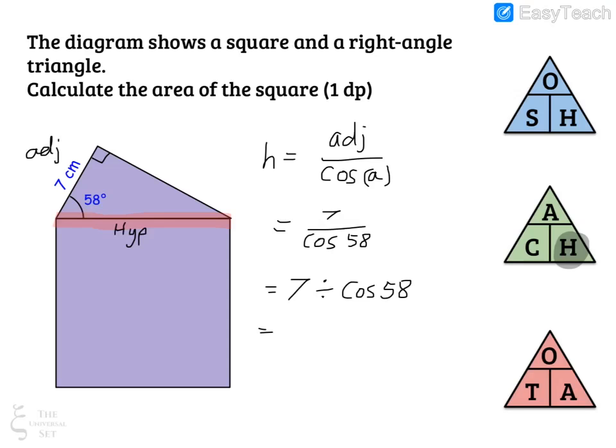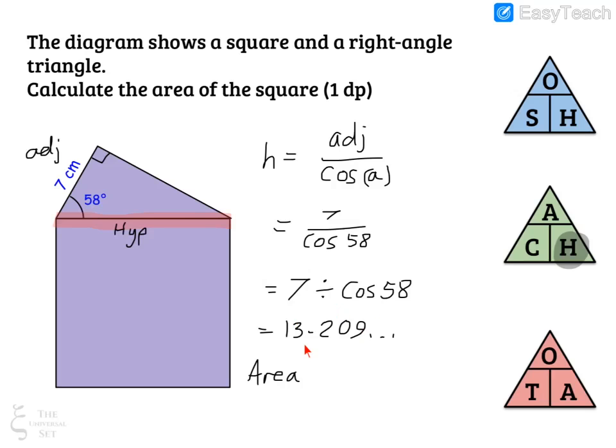I've got 13.209 and a bunch of other stuff. I'm not going to round this number just yet. So the length of this side is 13 and a bit centimetres. Are we in centimetres? Yeah, 13 and a bit centimetres, which means this side must also be 13 and a bit centimetres. So what I'm going to do, to work out the area, is multiply this 13.209 by itself. I'm going to square it.